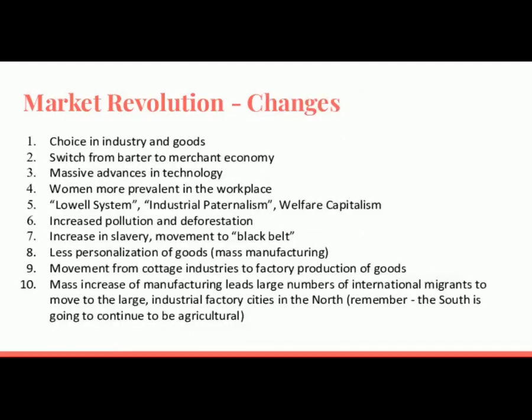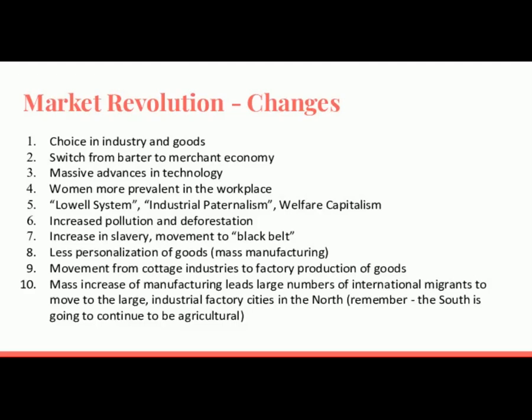And then you have the changes, which again, there's a lot of stuff that changed, and especially that's what we tend to focus on the most. So the major changes is like our choice begins to increase. We move from a barter to a market economy, a merchant economy. Massive advances in technology, women in the workforce, pollution, deforestation, black belt, which we talked about before, and the movement from the cottage industry to factory goods.